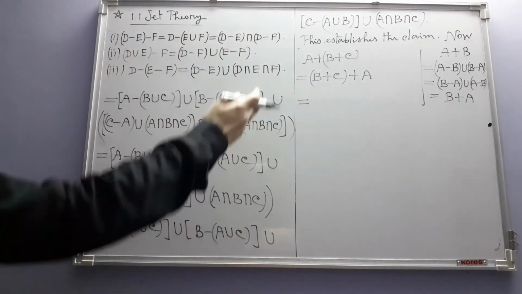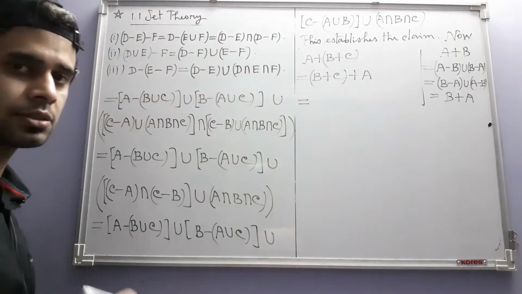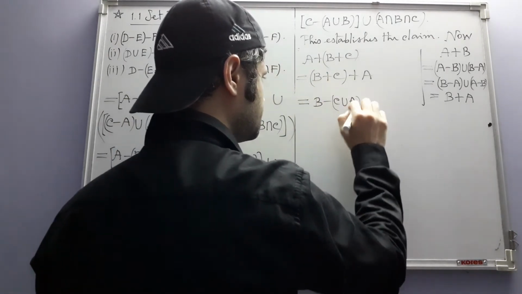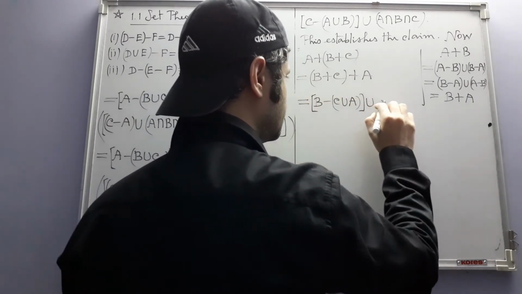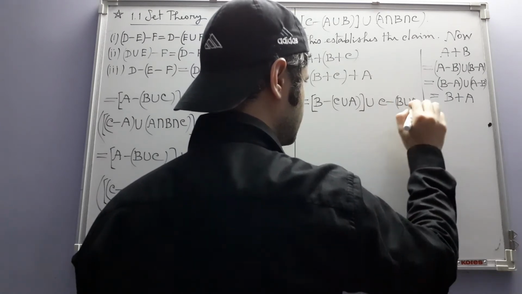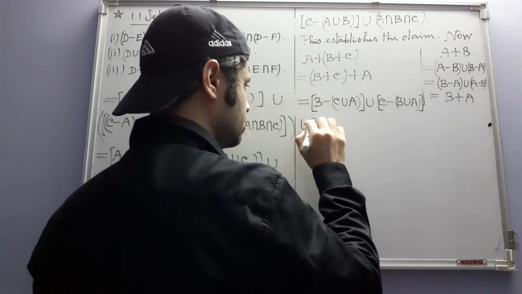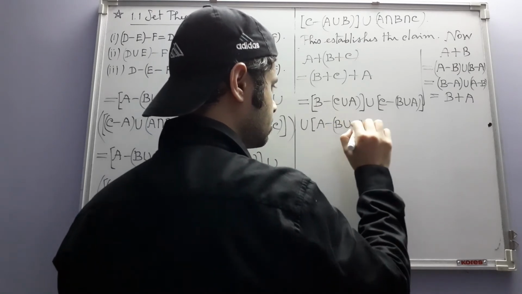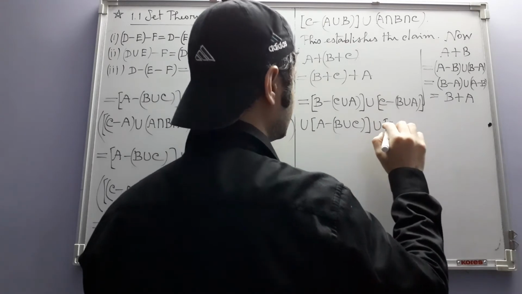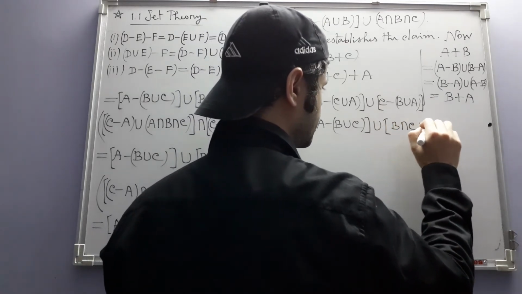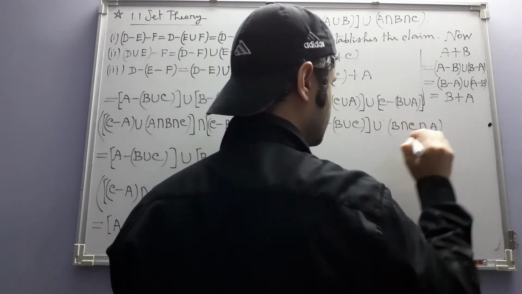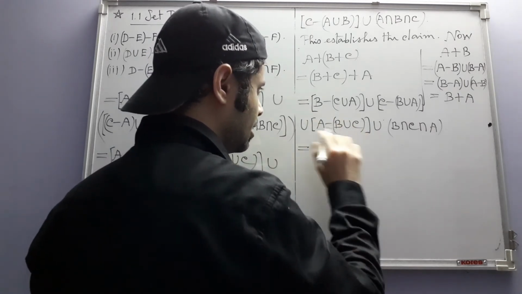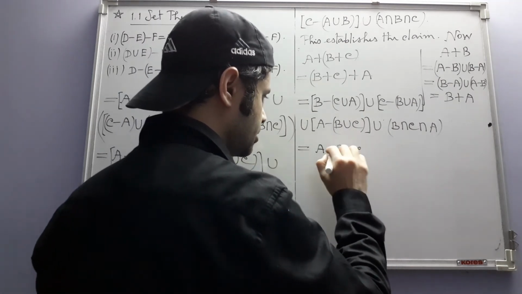Now we apply our claim here for this formation of sets B, C and A. So it will be B minus C union A union C minus B union A union A minus B union C union B intersection C intersection A, and this can be rewritten like this: A minus B union C, because all the outermost operations are union, and union is associative and commutative.